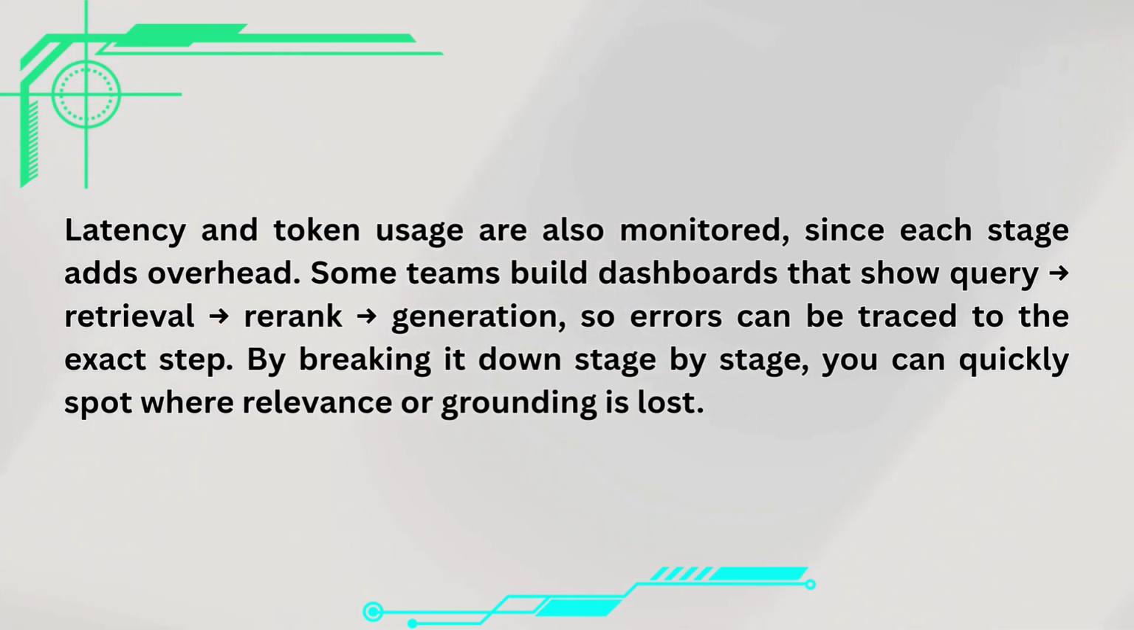Latency and token usage are also monitored since each stage adds overhead. Some teams build dashboards that show query to retrieval to re-rank to generation, so errors can be traced to the exact step. By breaking it down stage by stage, you can quickly spot where relevance or grounding is lost.